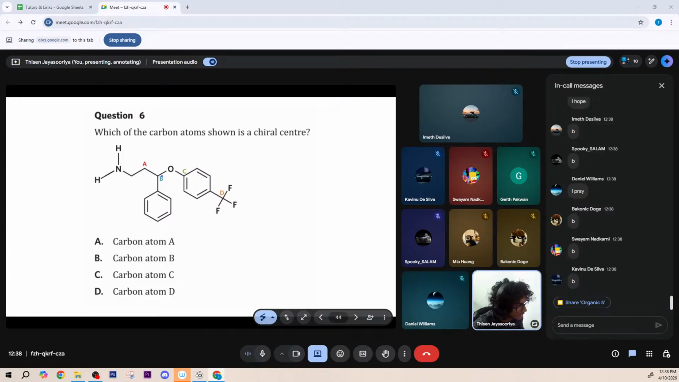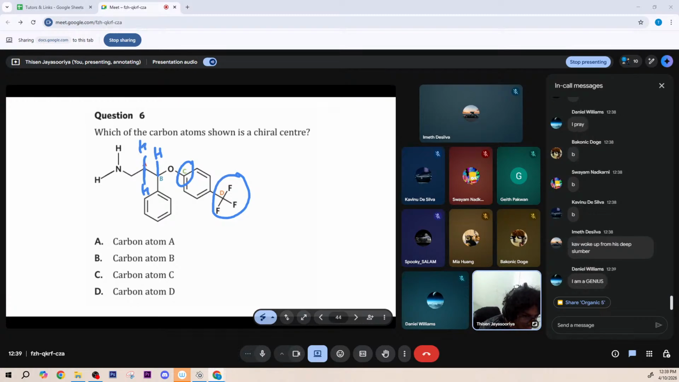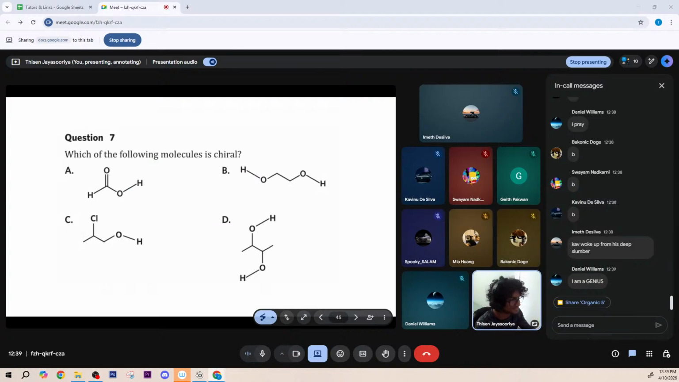Yeah, so B is the chiral center here, because B is bonded to 4 distinct groups. D doesn't have 4 distinct groups. C is only bonded to 3 distinct groups, and A is bonded to 2 hydrogens, which means it doesn't have 4 distinct groups. Kabinu woke up from his deep slumber, but that's what I'm saying. Which one of the following molecules is chiral?